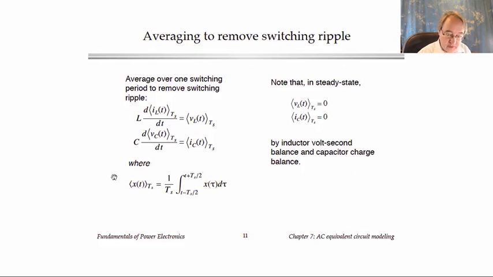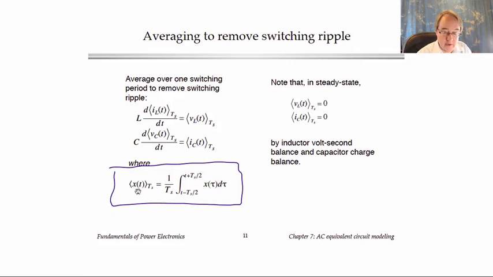So formally, this is how we define the average of an AC signal. The average value of some signal x of t is found with this moving average, where at time t we integrate over one period that's centered at time t. So it extends from t minus half a switching period to t plus half a switching period. And we define the average of the waveform at time t. It is found by integrating the waveform over this interval and then dividing by the period.